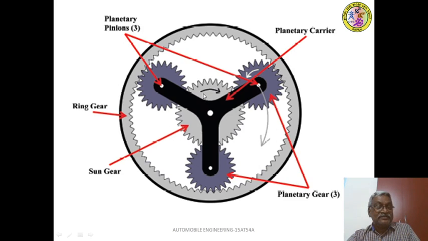But the speed of the carrier is always less than the speed of the sun gear. It gives out a certain gear ratio. Since it gives a gear ratio, the wheel speed is decreased compared to this axle shaft. So let us consider how the speed is reduced and how we can calculate gear ratios.